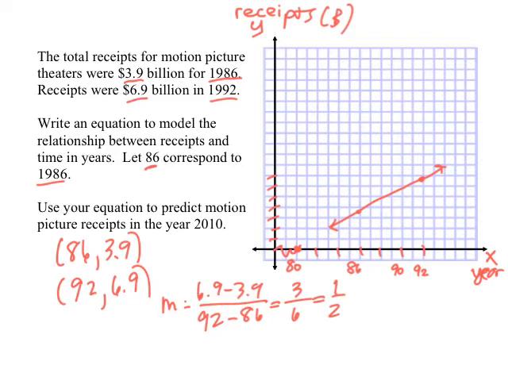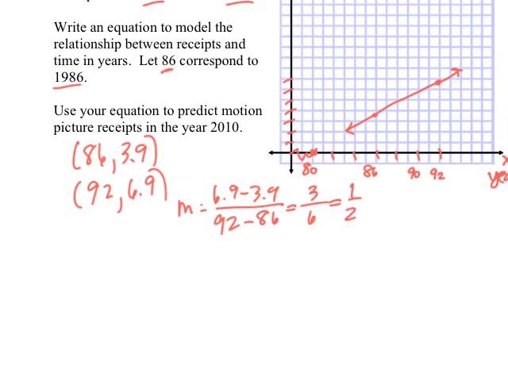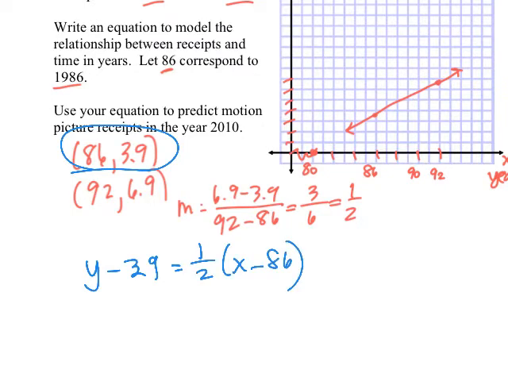So our equation, we're going to use point slope form on this one. Let's move it up. So I have my slope, which is great, but I'm going to pick which point. Let's see. I chose this one. So y minus 3.9 equals 1/2 times x minus 86. All right. So we're going to distribute: y minus 3.9 equals 1/2 x minus 43. Add the 3.9.